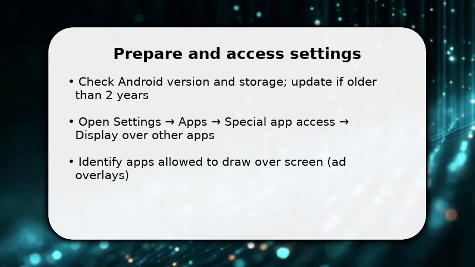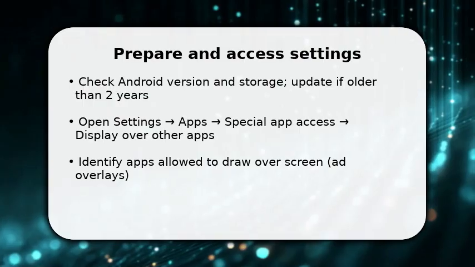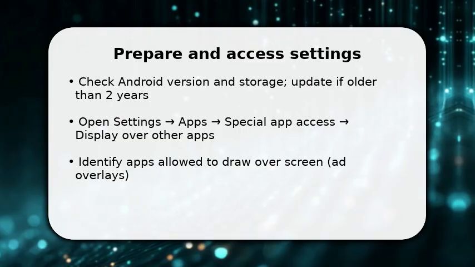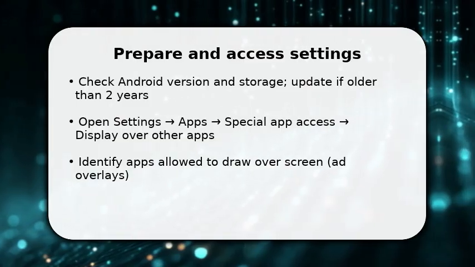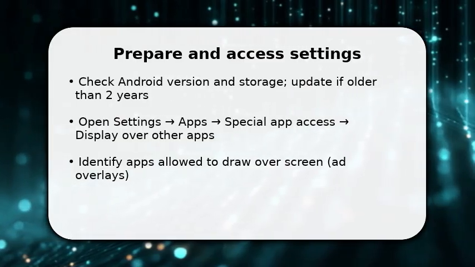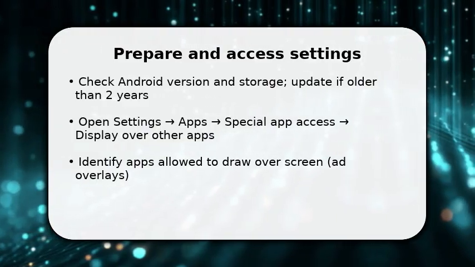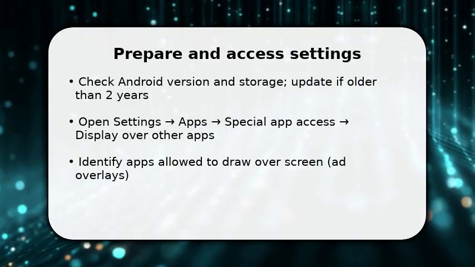You start by confirming prerequisites. You're on an updated Android release and you have admin access. Open Settings and go straight to Apps, then Special App Access, then Display over other apps. You need to see which apps can draw over the screen because those are the sources of persistent ad overlays.